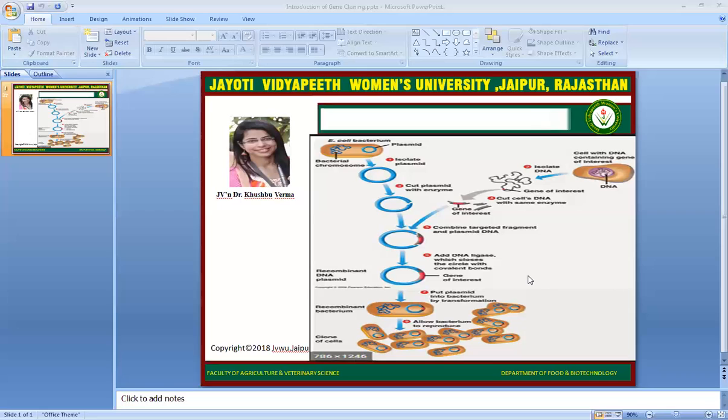We will add DNA ligase, which has the role of closing the circle with covalent bonding between the plasmid and the gene of interest. This plasmid is known as recombinant DNA plasmid, or recombinant vector, which has the gene of interest. Then put the plasmid or vector into the bacterium by the transformation method. This transformation method is mainly the heat shock method, by which the recombinant vector is introduced into the bacterium cell.